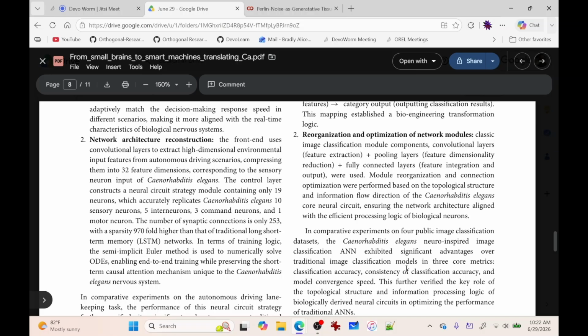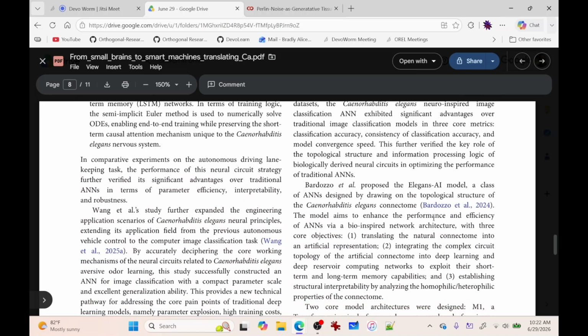The second part of this study, as opposed to the last study, is reorganization and optimization of network modules. This is where you basically have convolutional layers, pooling layers, and fully connected layers, all used in image classification in neural networks. In the C. elegans analog, we have module reorganization and connection optimization performed based on the topological structure and information flow direction of the C. elegans neural circuit, ensuring the neural network architecture is aligned with the efficient processing logic of biological neurons.